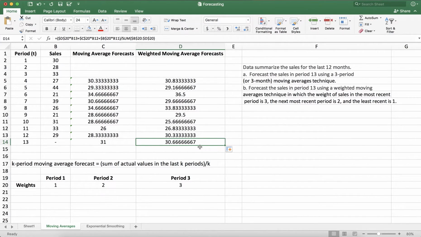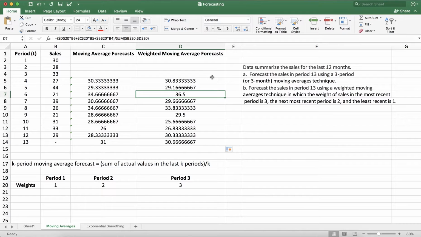If the question were to ask, using this weighted moving averages technique, what is the forecast in year 9? So year 9, the answer is 29.5. What is the forecast in year 6? The answer is 36.5.